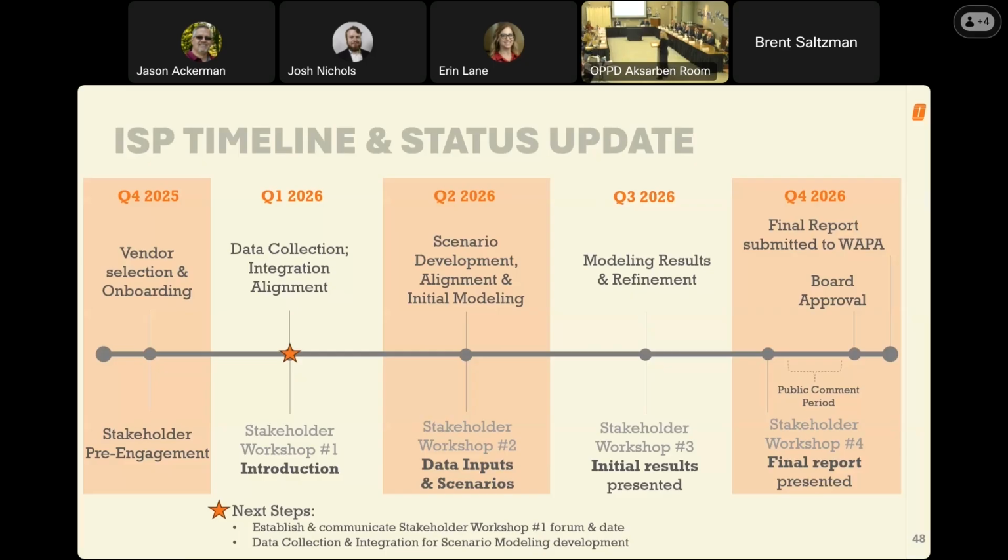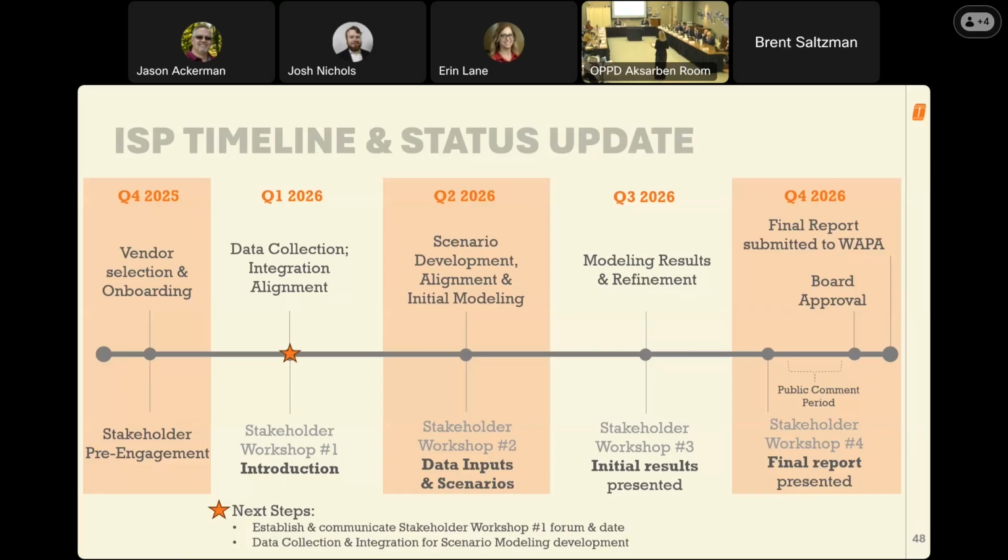Like we talked about, quarterly updates to the board. Systems pre-committee will likely get somewhat more frequent updates as well, but at minimum, board will get quarterly updates, and very much encouraged to participate in the workshops in addition to the board forums as well. Okay, thank you.